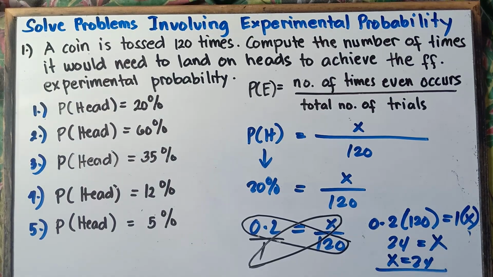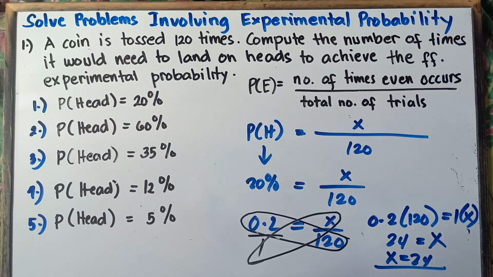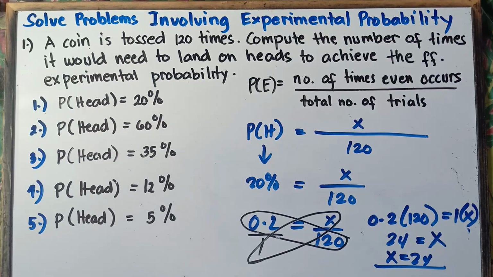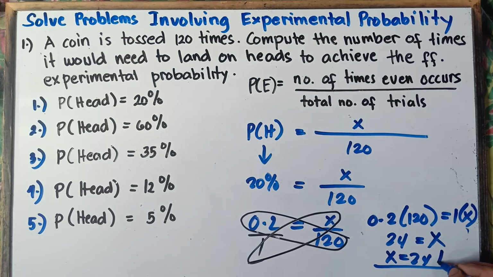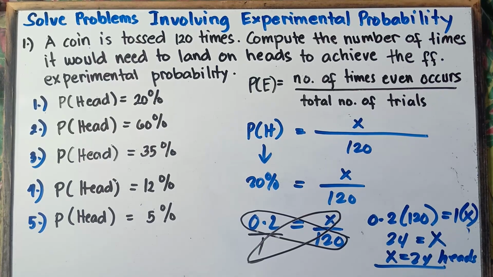This is just the same, class. 24 equals x is the same as x equals 24. We call that the symmetric property. Therefore, the number of heads is equal to 24 if the given probability is 20%. That's it, class, all set. The number of heads is 24 heads, and that's the answer with regards to example number 1.